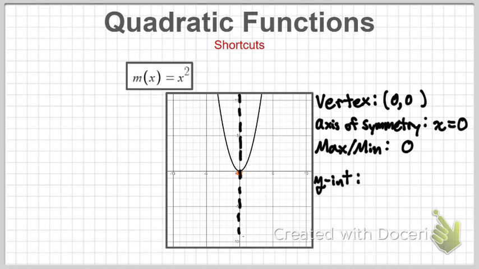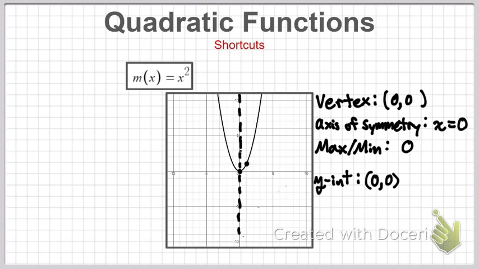Okay, so now what about the y-intercept? The y-intercept is also pretty important, and the reason why he's important is because he's easy. The y-intercept in this one is 0, 0. It crosses the y-axis, the line right here, the parabola crosses the y-axis right here at the origin, so that is known as the y-intercept.